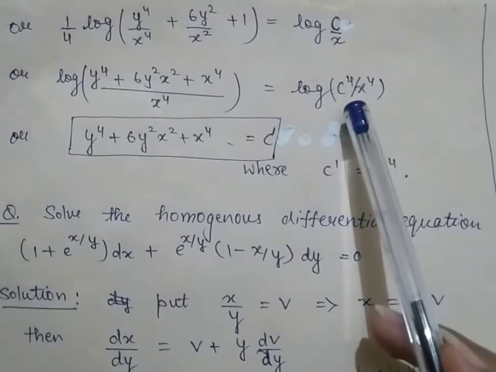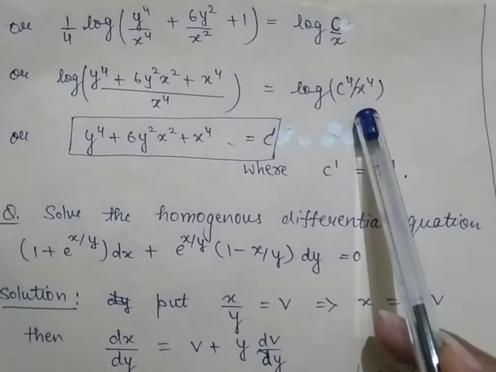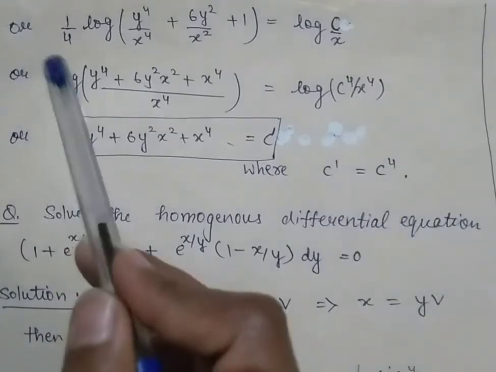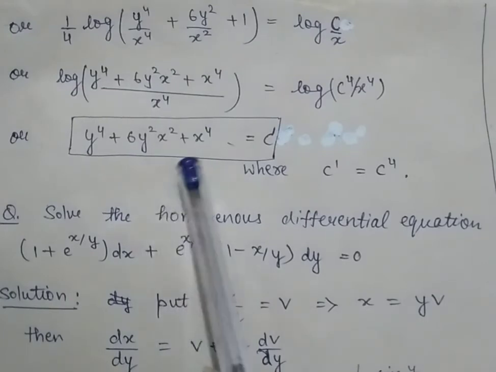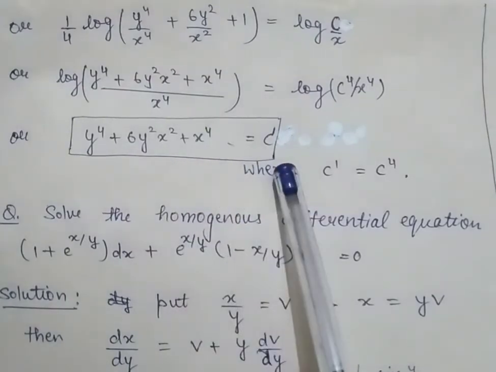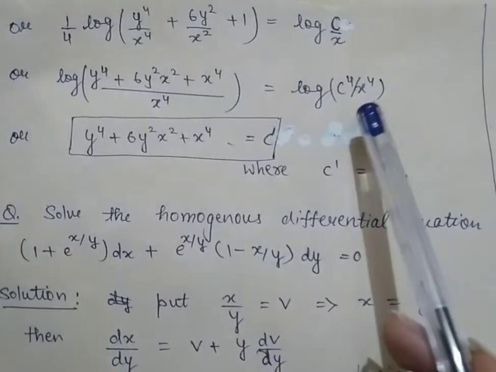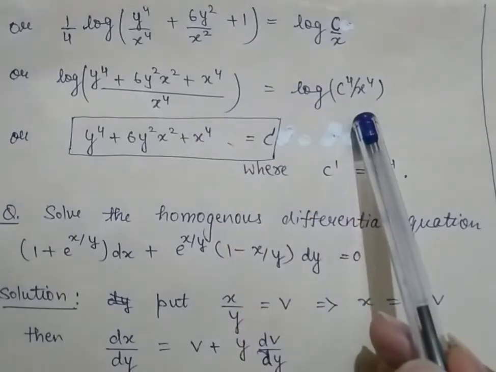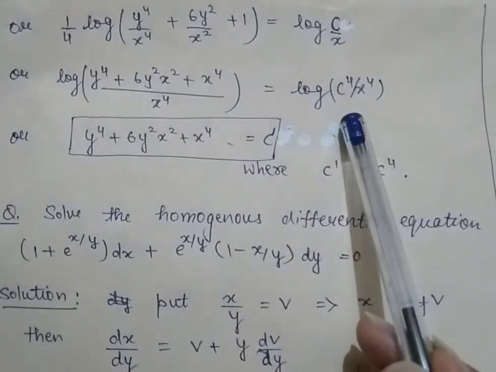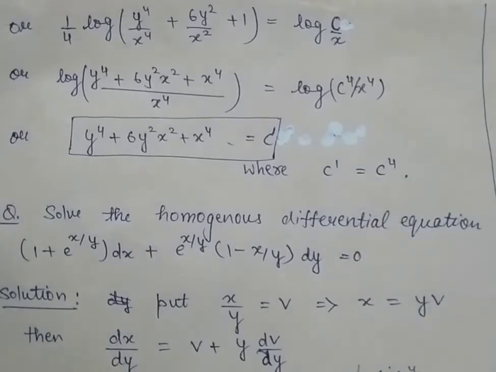Then this becomes log c raised to the power 4 upon x raised to the power 4. Now log and log will cancel, and this becomes y raised to the power 4 plus 6y square x square plus x raised to the power 4 equal to c dash. If we multiply this x raised to the power 4 on the right hand side, then x raised to the power 4 and x raised to the power 4 will cancel out, and I am left with c raised to the power 4, and we write c raised to the power 4 equal to c dash, which is again a constant.